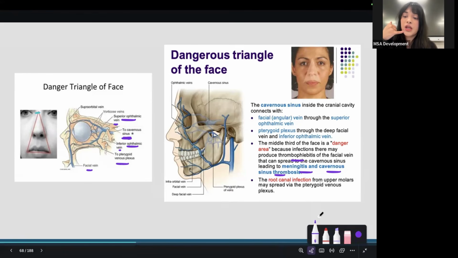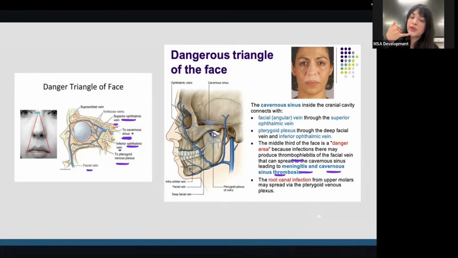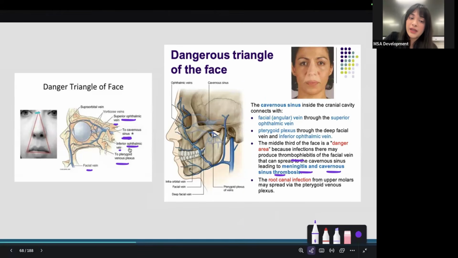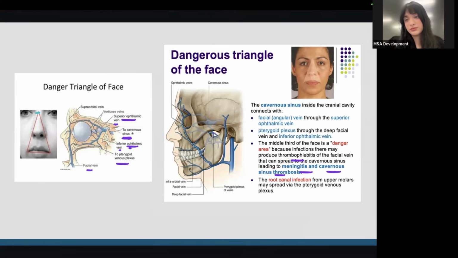Root canal infection: the upper molars may spread by the pterygoid venous plexus. So if you have a molar infection somewhere, a root canal infection, it's going to go from the upper molars to the pterygoid venous plexus, the inferior ophthalmic vein, and then towards the cavernous sinus. So you are in danger.